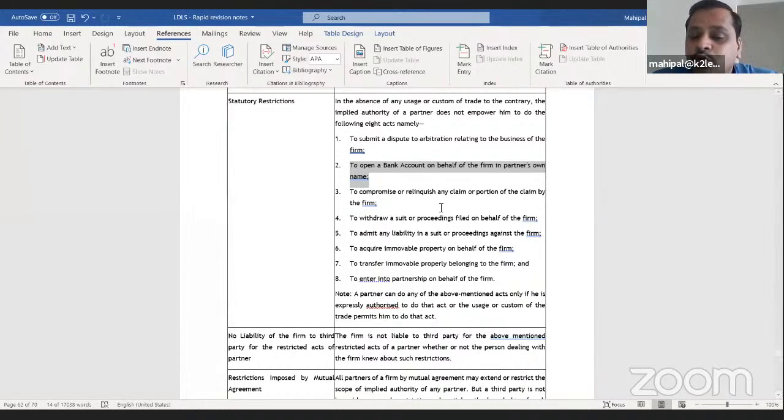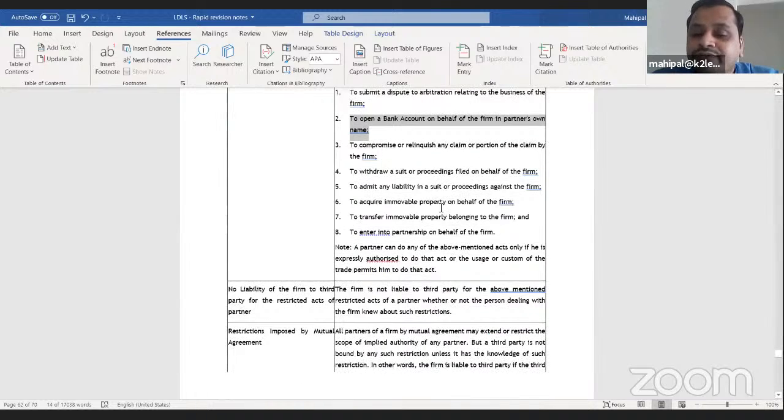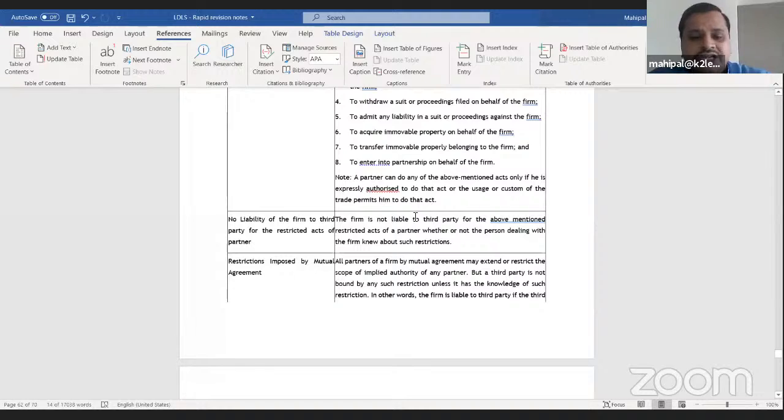on behalf of the firm, to transfer immovable property on behalf of the firm, to enter into the partnership on behalf of the firm. The partner can do any of the above mentioned acts if he is expressly authorized to do so. If not, he cannot do the above mentioned 8 points. No liability of the firm to the third party for the restricted acts of the partner. A firm is not liable to the third party for the above mentioned restricted act of the partner, whether or not the person dealing with the firm knows the restriction or not.